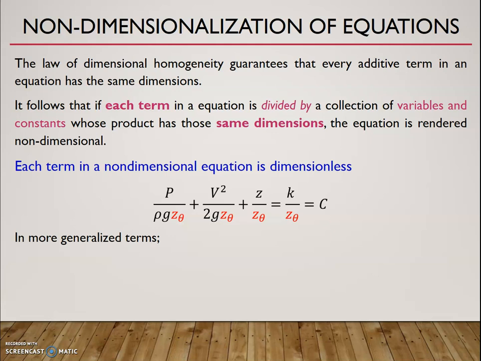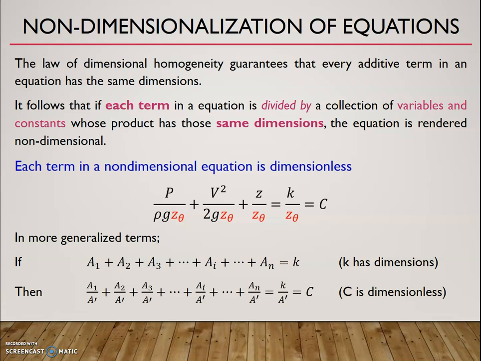So let us see how to write this in a more generalized form. If a1 plus a2 plus up to an is equal to k, where k has dimensions, we can divide this whole equation by a dash, which has the same dimensions as all these quantities a1, a2, a3 up to an and k. Once you divide it, the new equation becomes a1 over a dash plus a2 over a dash up to an over a dash is equal to c. This c is dimensionless.